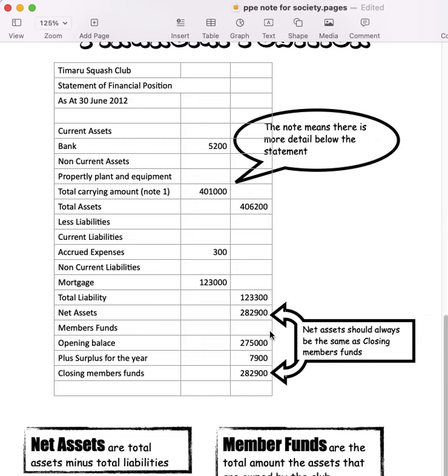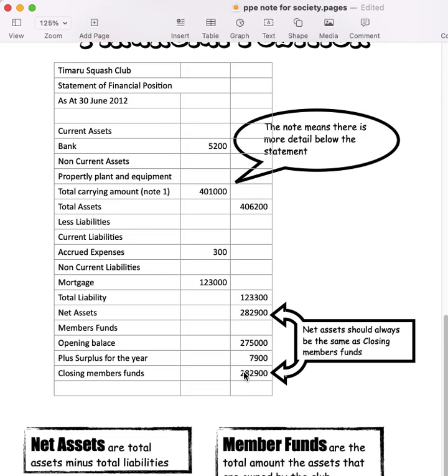The closing members' funds should be the same as the net assets, because what we're saying is we've got 406,200 of assets. Some of that is paid for by liabilities. That's 123,300 paid for by liabilities. And the rest of it is paid for with money from members that we've saved over a long period of time.